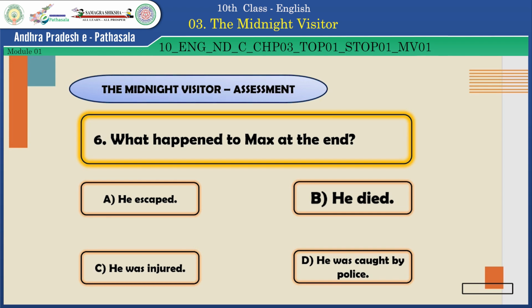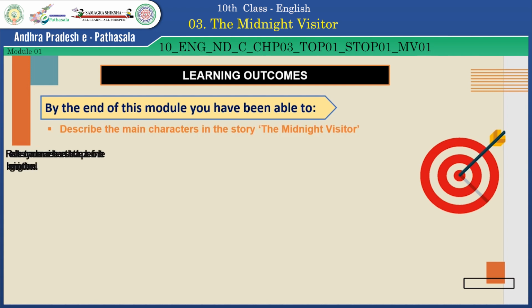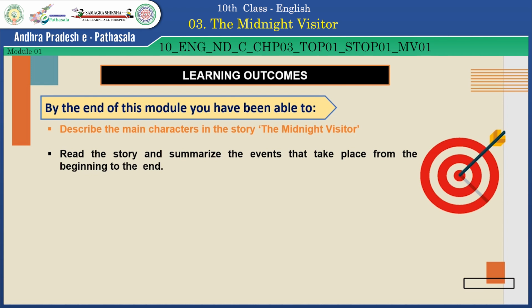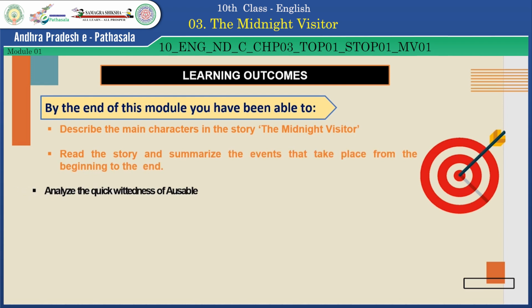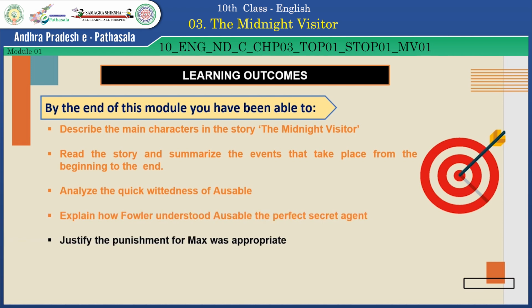Learning outcomes. By the end of this module, you have been able to describe the main characters in the story, The Midnight Visitor. Read the story and summarize the events that take place from the beginning to the end. Analyze the quick-wittedness of Asabel. Explain how Fowler understood Asabel, the perfect secret agent. Justify the punishment for Max was appropriate. Assess the hidden message of the story.